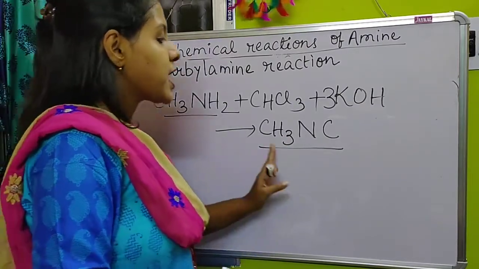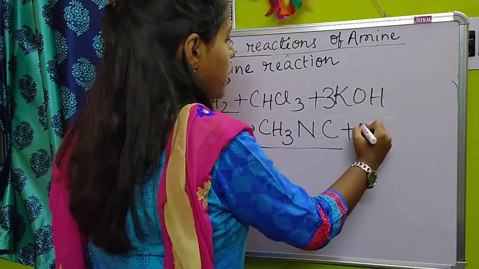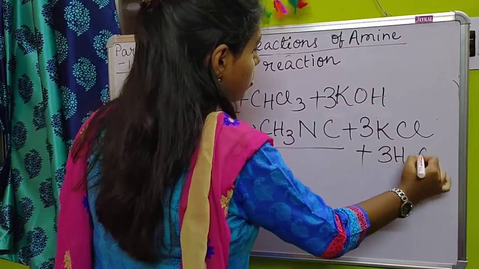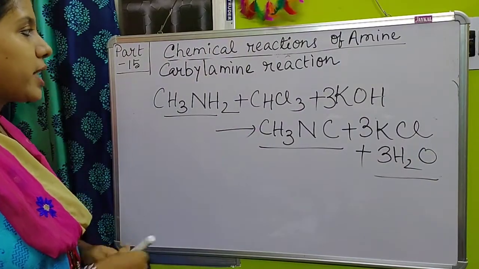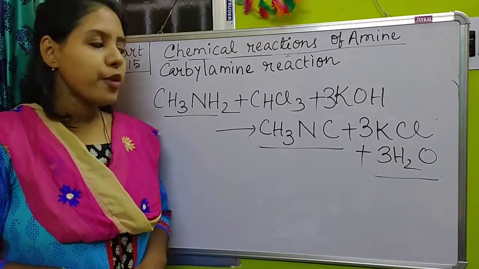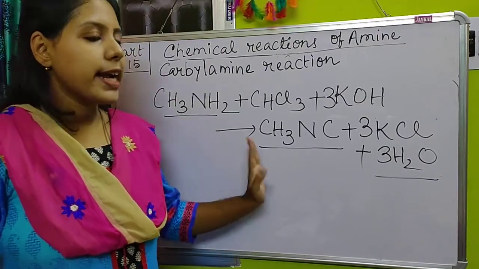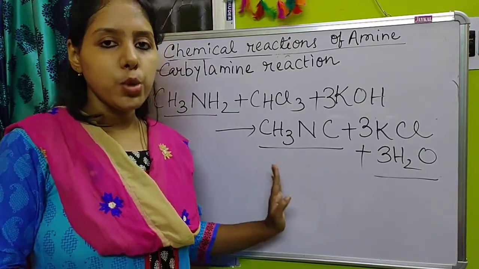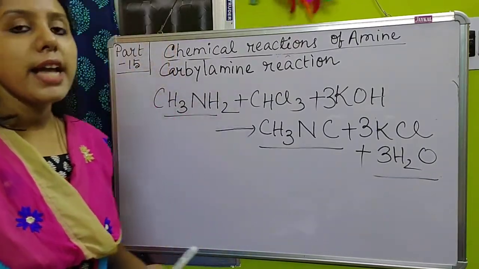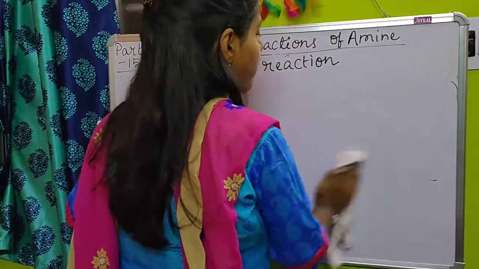It is also called carbylamine, methyl carbylamine. The other products will be 3KCl plus 3H2O. So this is a reaction by which we can identify a primary amine, because only the primary amine can give this test, and secondary or tertiary amines do not respond to it. This test can also be observed in the case of aromatic amines like aniline, which we will see in the case of aniline.